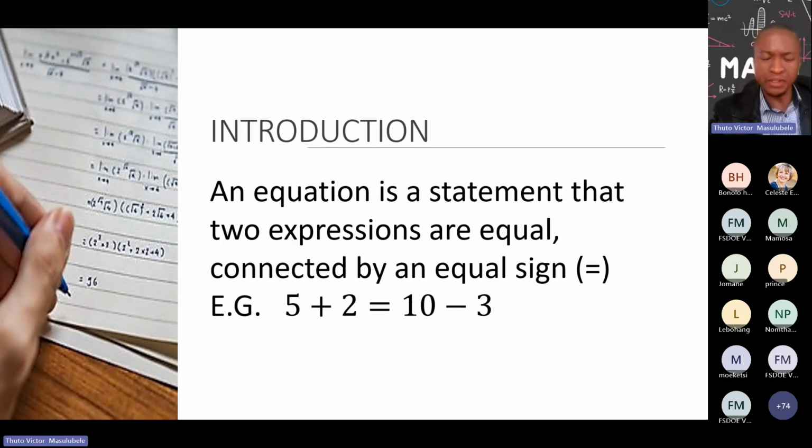Now, what is an equation, grade 8 learners? An equation is a statement that two expressions are equal, connected by an equal sign. For example, 5 plus 2 is 7. And we know that 10 minus 3 is also 7. So in other words, those two statements are true. Hence, we are referring to this as an equation.